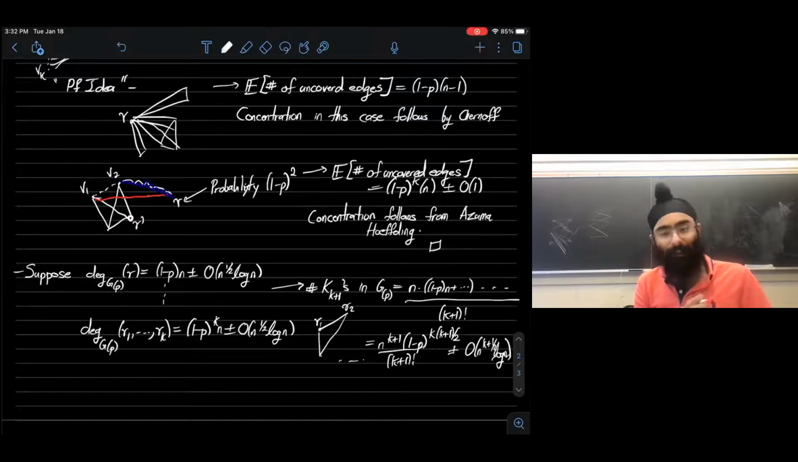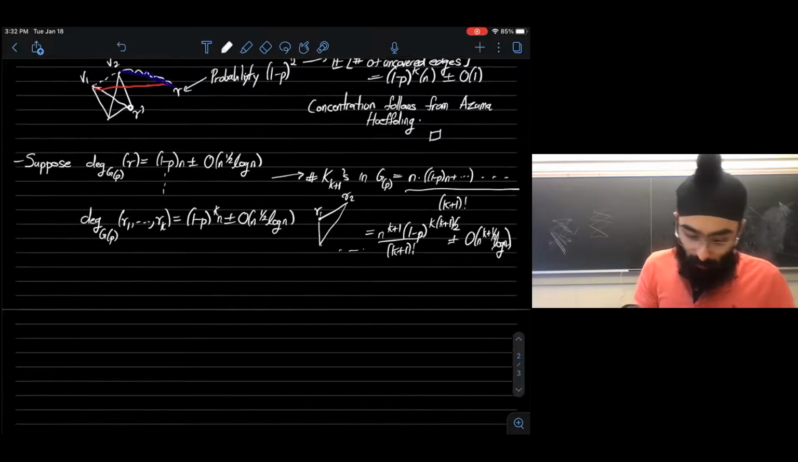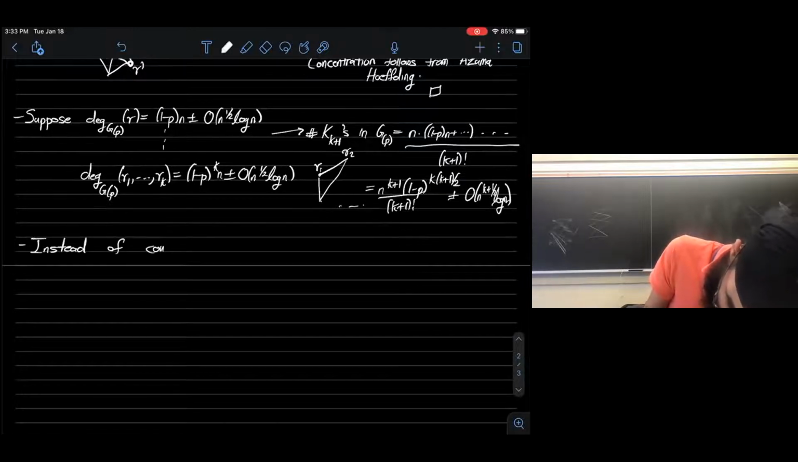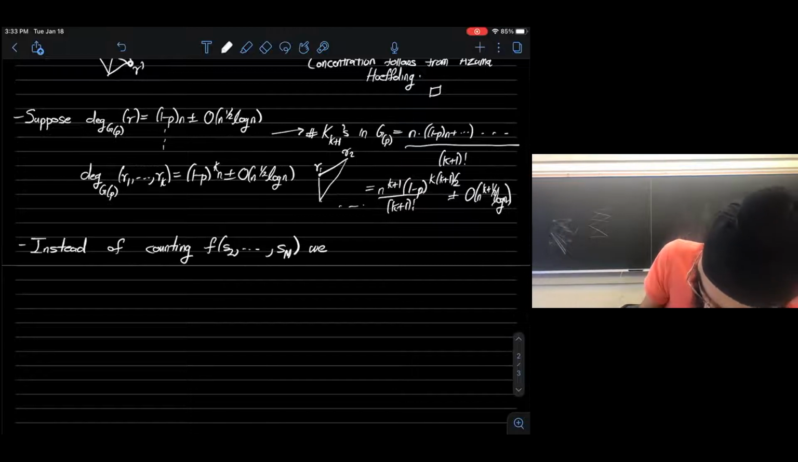And what this lets you do is, instead of counting decompositions, count a certain special type of ordered decomposition. So the key point now is, instead of counting f(s2, ..., sm), we count ordered clique decompositions.